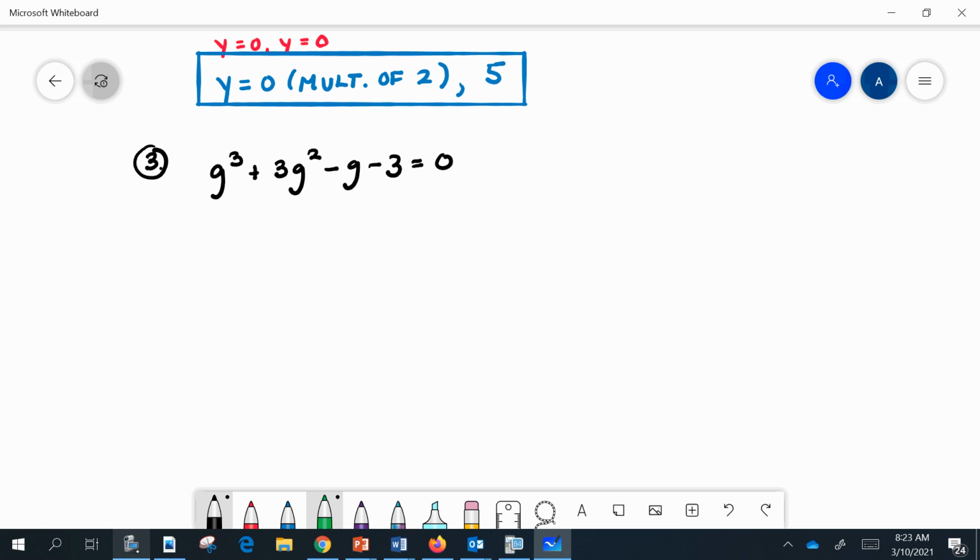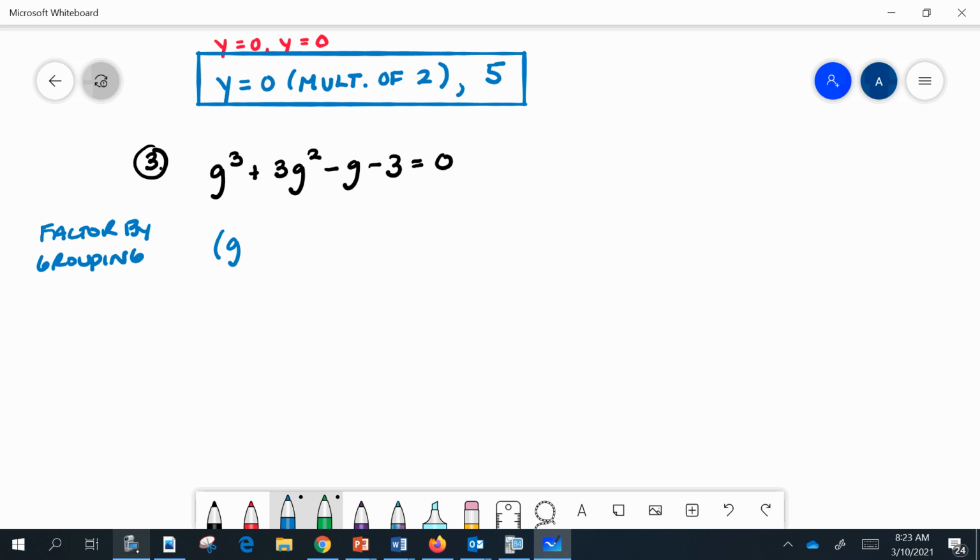Step 1, write it in standard form, and it already is. Step 2, factor out a GCF. What I notice in this case is that there is no GCF. So we are going to use factor by grouping. That's our only type of factoring when there are 4 terms.